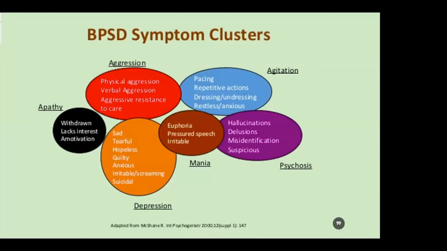Next slide. And I like this slide because it gives you the cluster of symptoms. What is apathy, what is aggression, agitation, depression. All of these come out of dementia. I'm going to let you take a look at them when you get the slide.